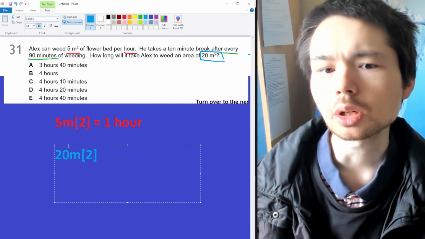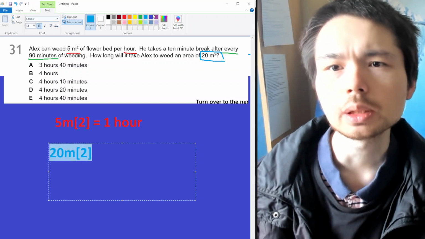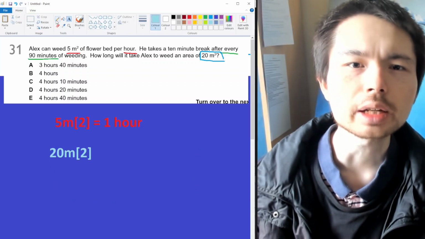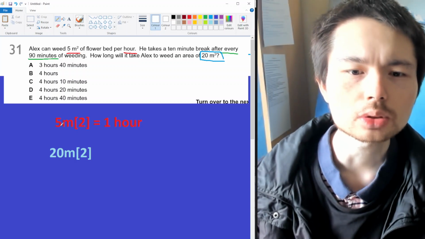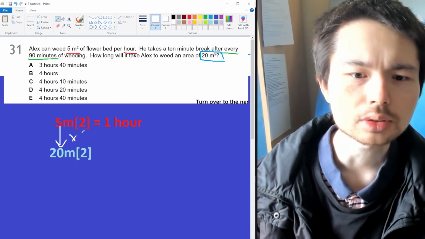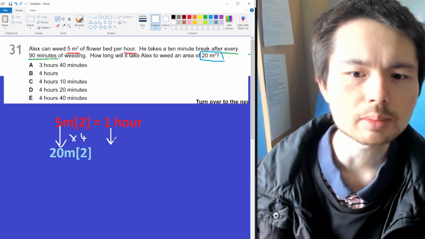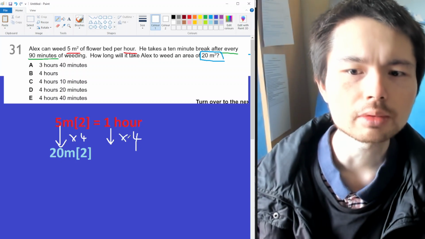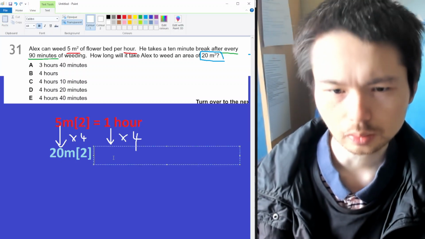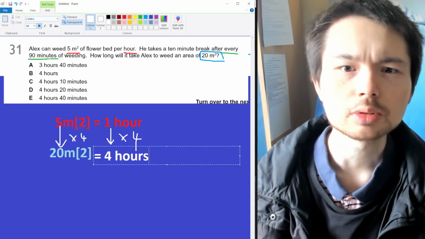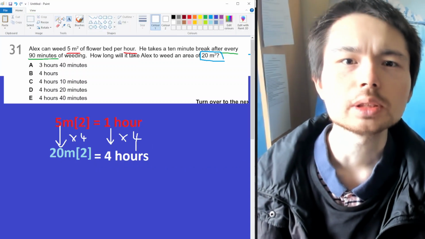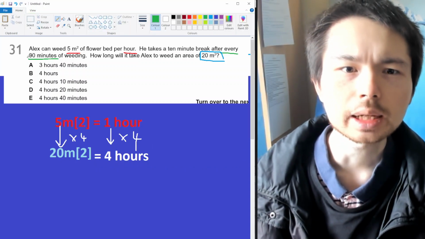Maths is all about going from one number to another. How do you go from 5 meters squared to 20 meters squared? Draw an arrow going there. That's times 4. Do the same thing here. Times by 4. 4 hours. This person needs to have a rest every 90 minutes.